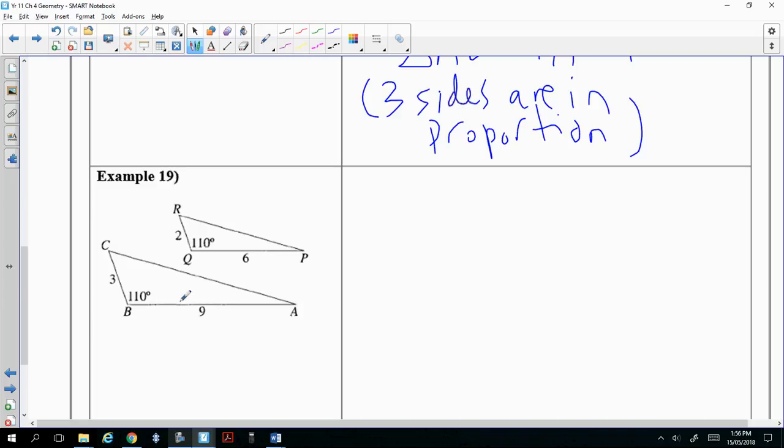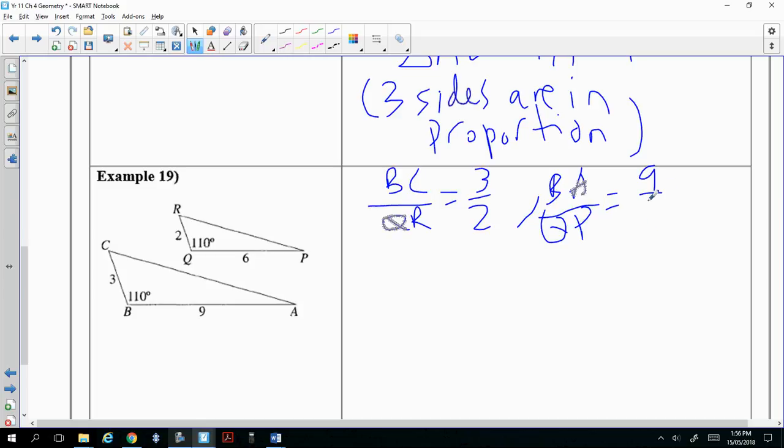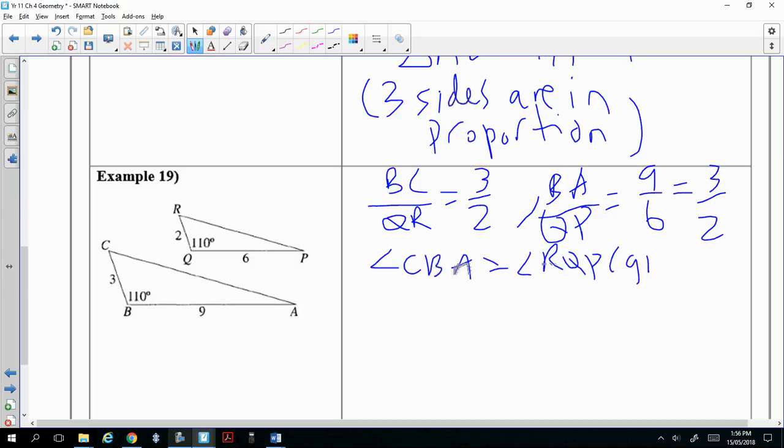Again, there are 2 sides given, and the included angles are equal. So you will start by saying this. BC over QR equal to 3/2, and BA over QP equal to 9/6, which simplifies to also 3/2. So they're the same, isn't it? And then you say angle CBA is equal to angle RQP, given. So you've got 2 sides in proportion, and the included angles are equal. The included angle is the angle in between the 2 given sides.